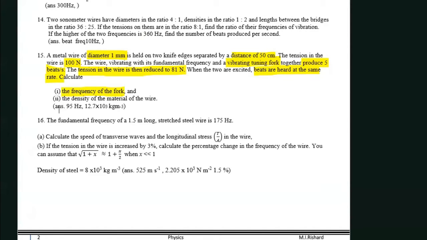Fine. So let us move on to the next problem. Next we have to discuss the second question. In the second one, they're asking the density of the material of the wire.